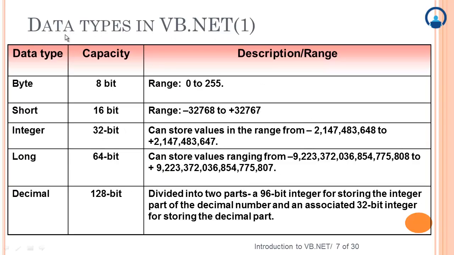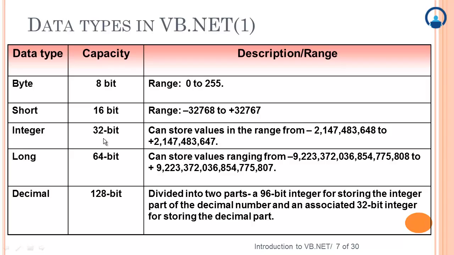Moving on, we'll see data types used in VB.NET. First is Byte. The capacity of this data type is 8-bit, and the range which you can store in this is from 0 to 255. Hence, we have another, Short. The capacity is 16-bit. The range of this is from -32,768 to +32,767. These are the values which you can store in a variable of type Short.